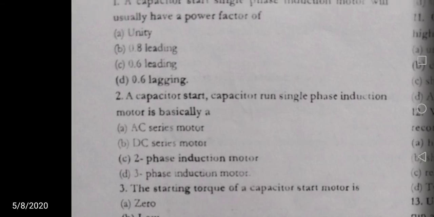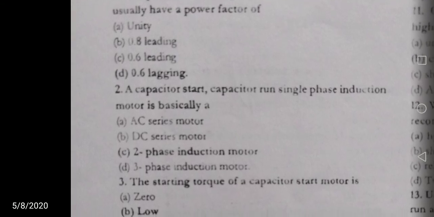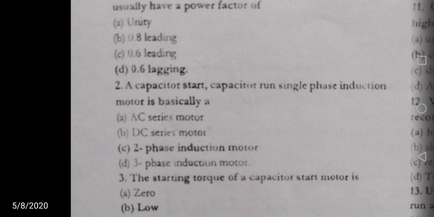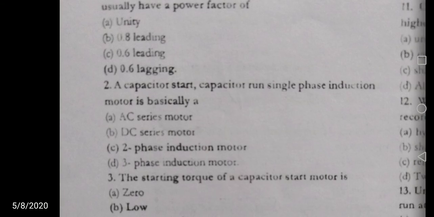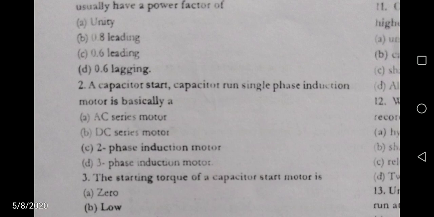A capacitor start capacitor run single phase induction machine is basically a: AC series motor, DC series motor, two phase induction motor, or three phase induction motor. The best option is the two phase induction motor, because in a capacitor run single phase induction machine the auxiliary winding is also in the line, since it is not disconnected from the supply. So the auxiliary winding acts as one phase and the main winding acts as another phase. So it is a two phase induction motor.